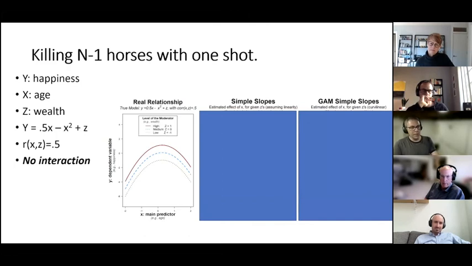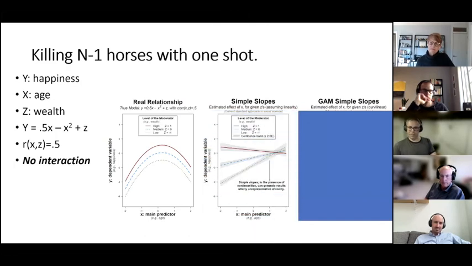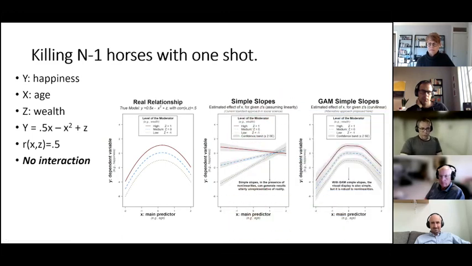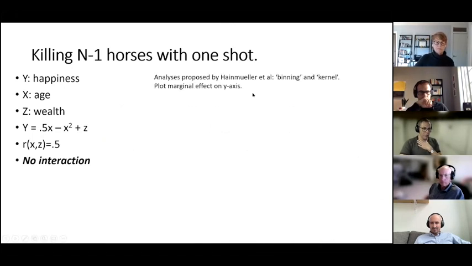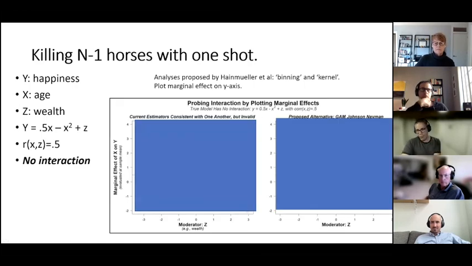If you do simple slopes, it looks like that. This is trying to estimate that. That's really bad. And if you do GAM simple slopes, it gives you that, which looks pretty good. And then if instead of doing simple slopes, I do what that Hainmueller paper proposed, and I realize I have 1 minute, so I'm gonna have to kind of rush through this picture.